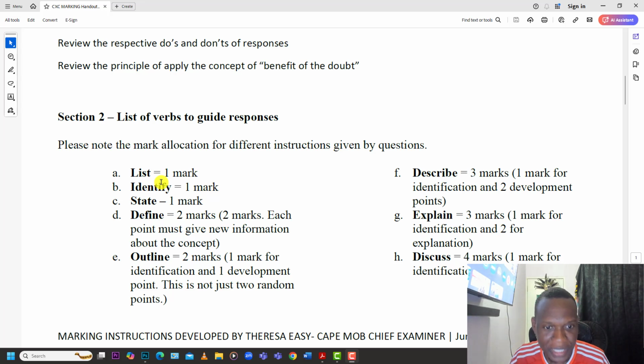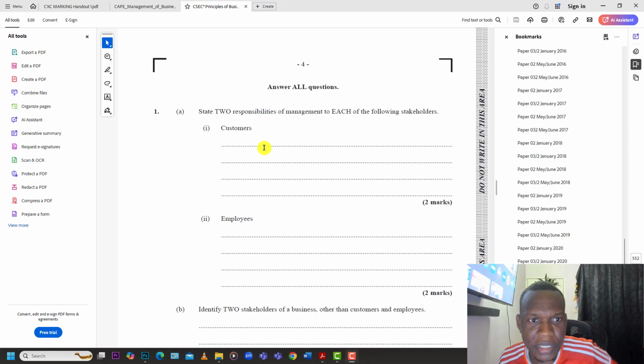One worders. Identify might be a phrase. State, a little phrase, a little sentence, right? So state one whatever, or list the factors of production. Identify factors of production, whatever you want to do. But those are 1 markers right there, right? So let's look at some real life examples here. We're looking at the January 2023 paper.